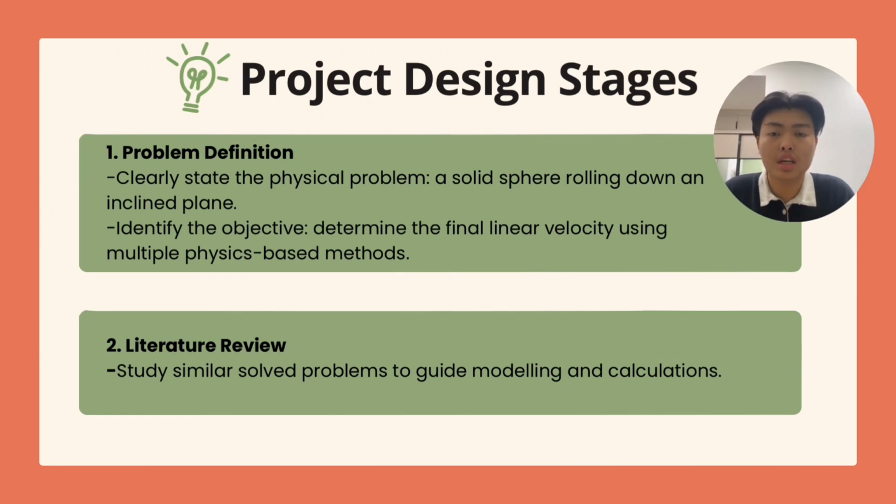Now I will continue to the project design stage. The first stage is problem definition. Problem definition clearly states the physical problem, that is a solid sphere rolling down an inclined plane. This problem definition identifies the objective, that is to determine the final linear velocity using multiple solutions or methods in dynamics.